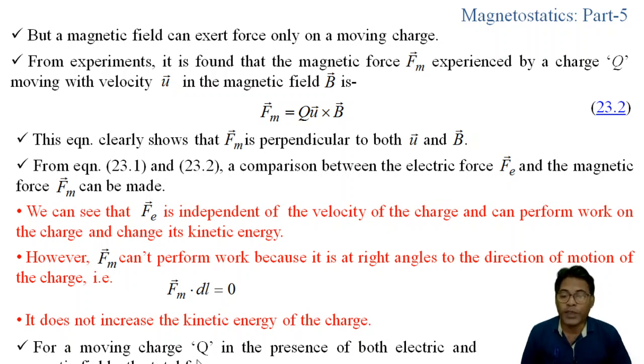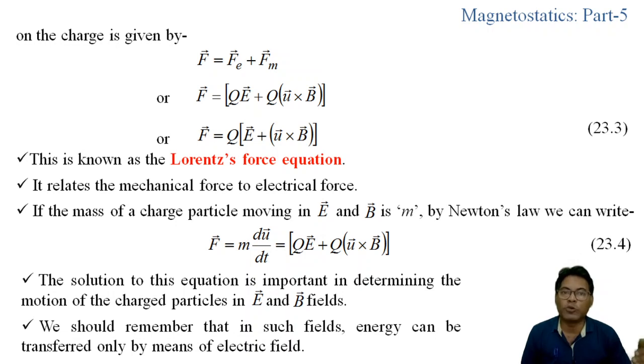So now for a moving charge q, if we consider a situation where the moving charge q is placed in both the electric and magnetic fields, the total force will be the summation of the force due to the electric field plus the force due to the magnetic field. So the total force F will be equal to Fe plus Fm. We have seen that Fe equals QE, so we replace Fe by QE, plus Fm is replaced by Q u cross B.